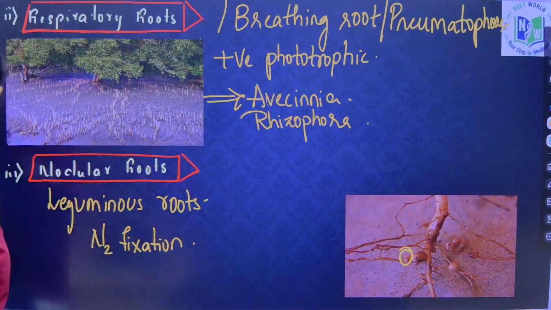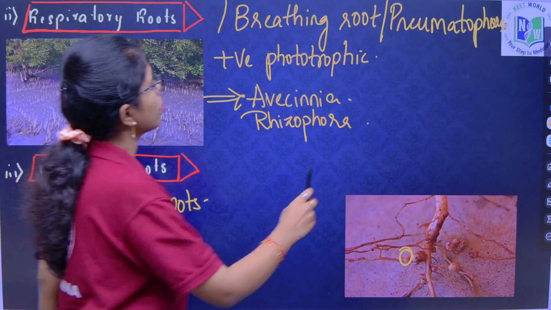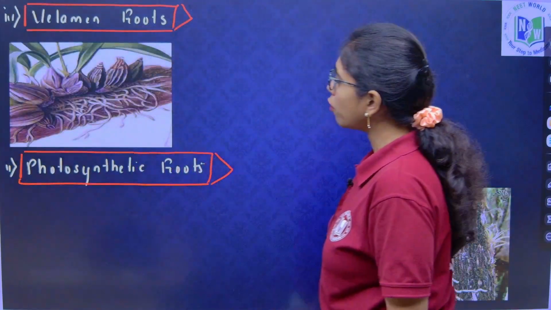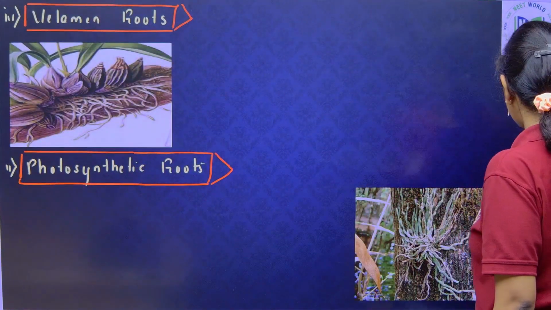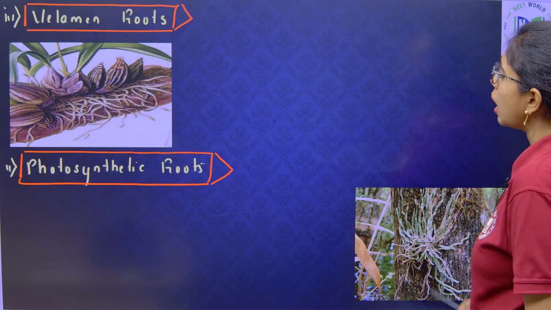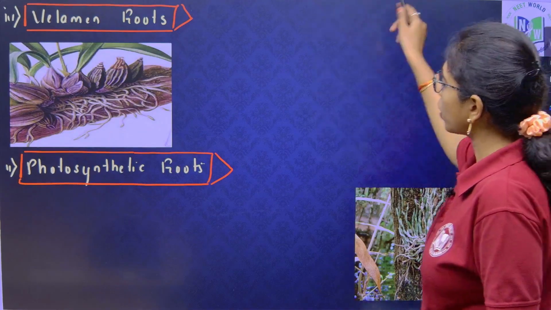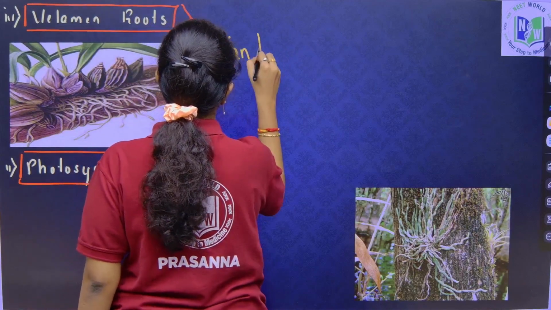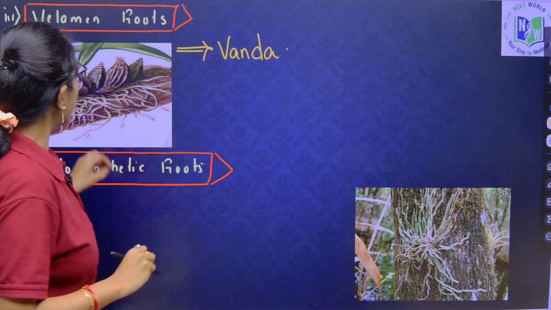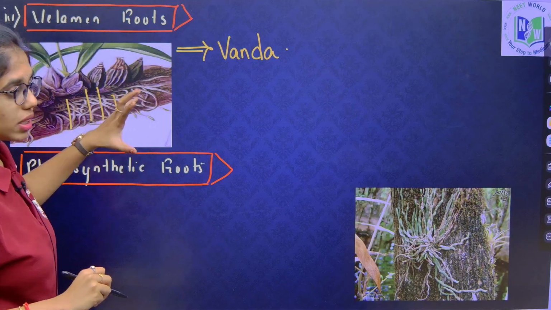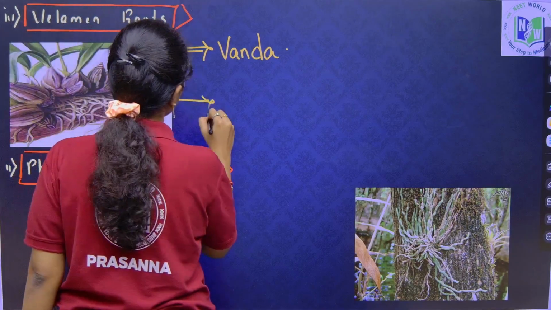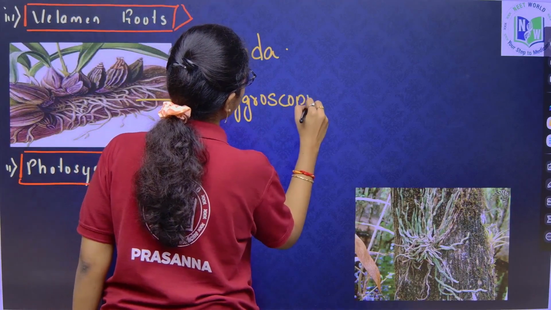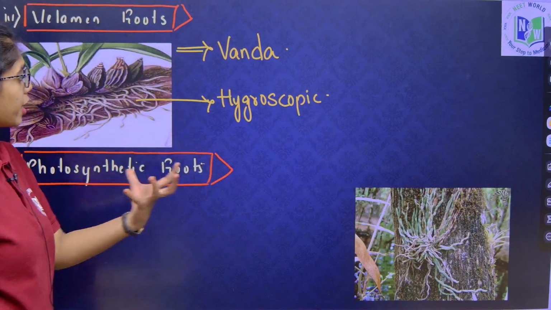And next, velamen roots or photosynthetic roots. Velamen roots are observed in epiphytes. Best example is Vanda, wherein the roots will grow towards the stem. These roots are what? Hygroscopic. They absorb water and moisture from the atmosphere.